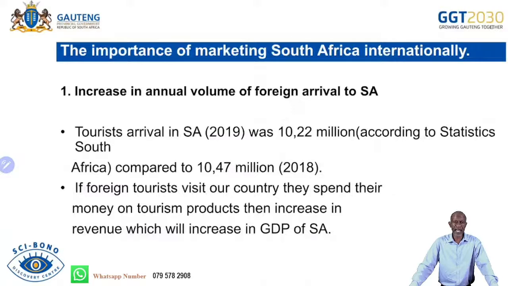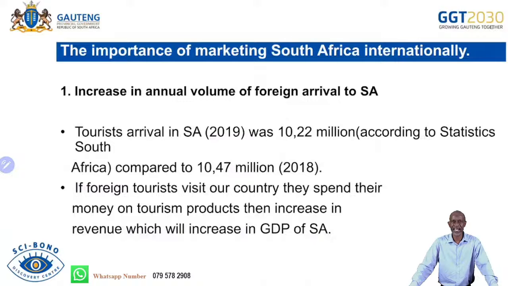As we look into this aspect of an increase in volume, tourist arrivals in South Africa in 2019, as a point of reference, were 10.22 million, according to Statistics South Africa. Remember, these arrivals are captured in the border posts of South Africa, in the entry and exit points of South Africa.